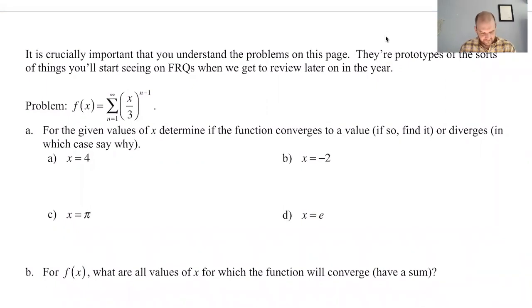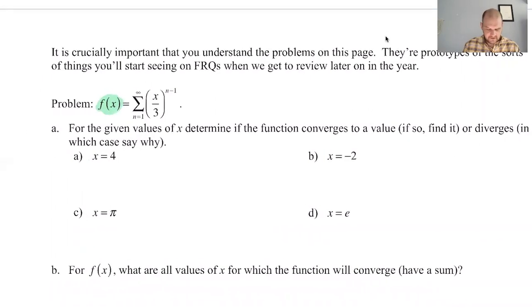So we're given that f of x is equal to the sum from 1 to infinity of the quantity x over 3 to the n minus 1. So this is maybe the first time you've seen a function, f of x, defined in terms of a summation. It's not a problem, it's just a little weird. So for the given values of x, determine if the function converges to a value. If so, find it. Or if it diverges, say why.